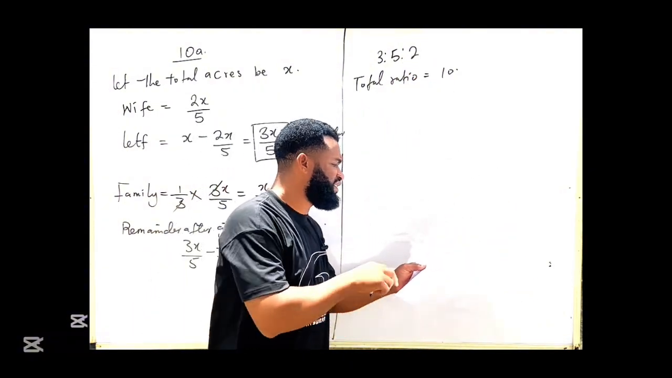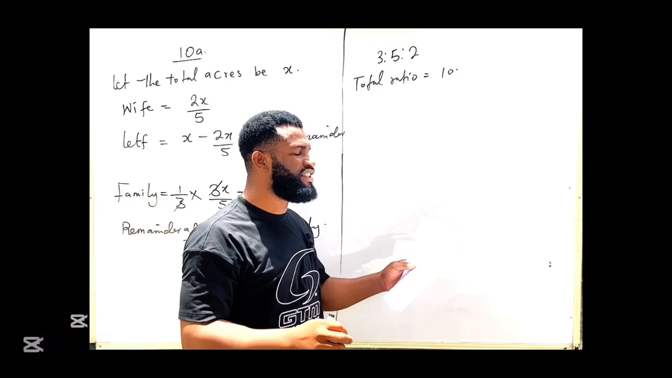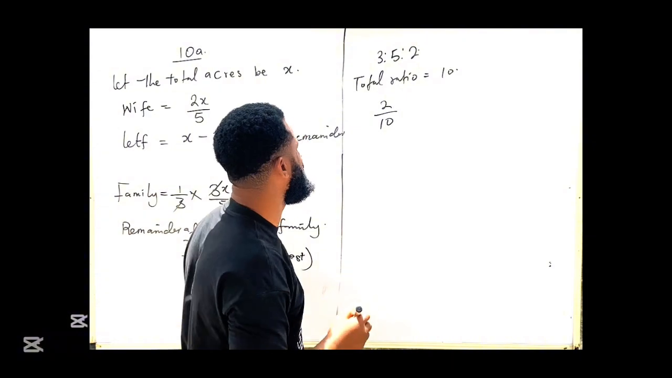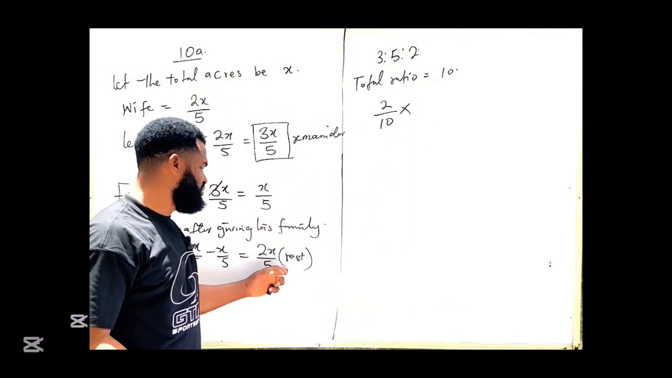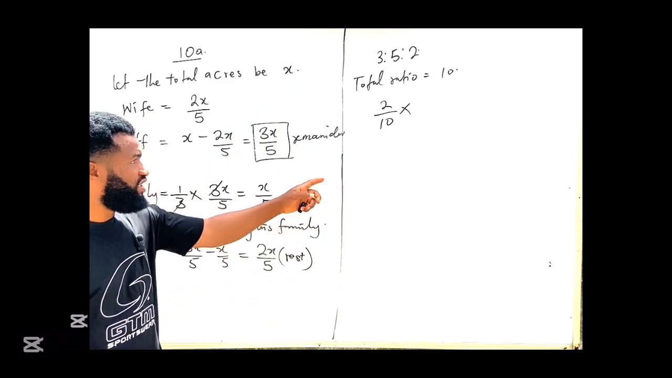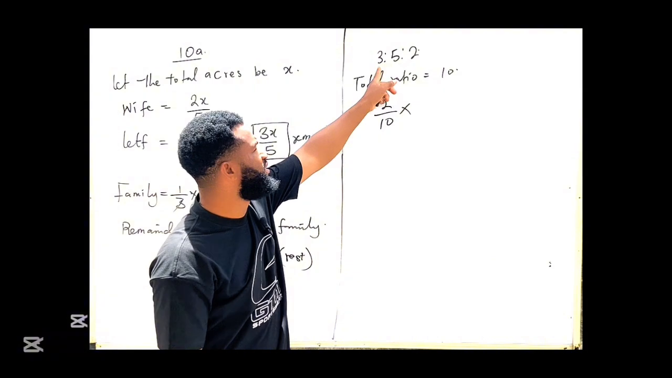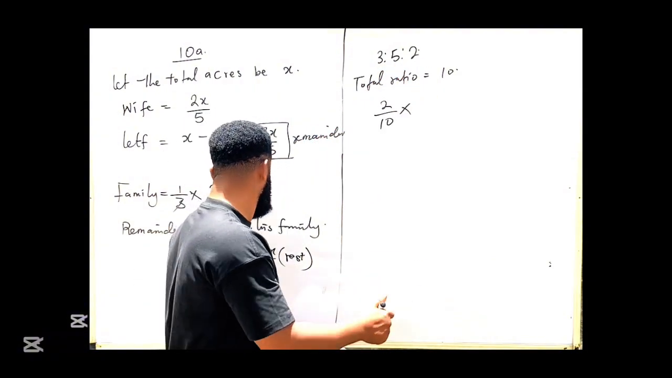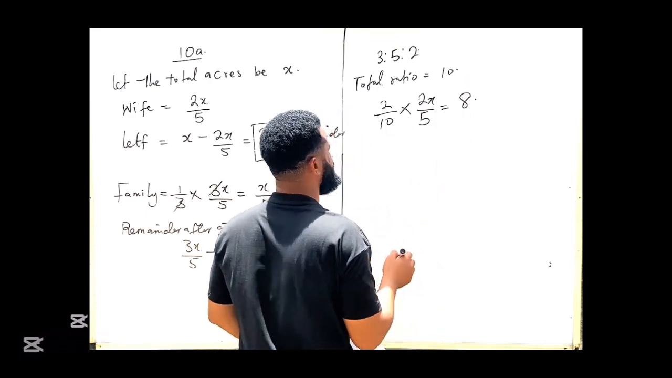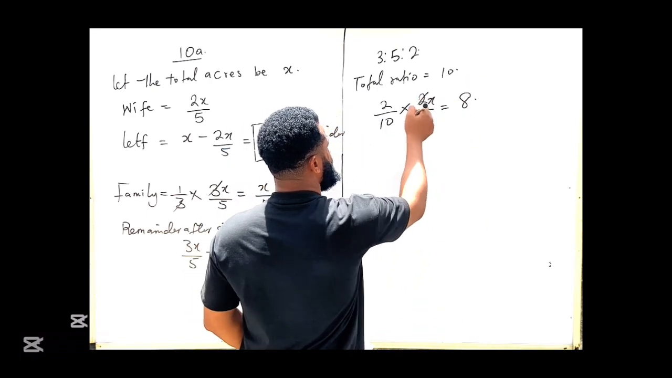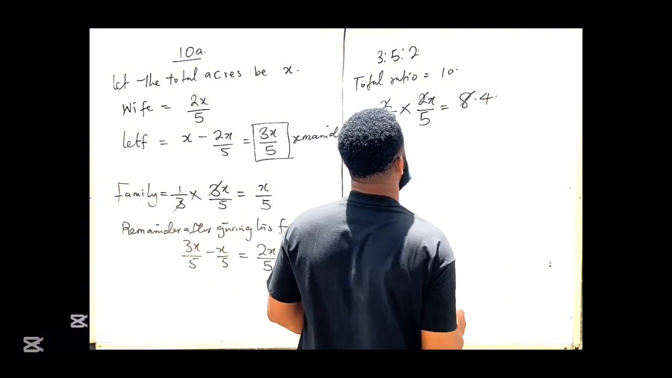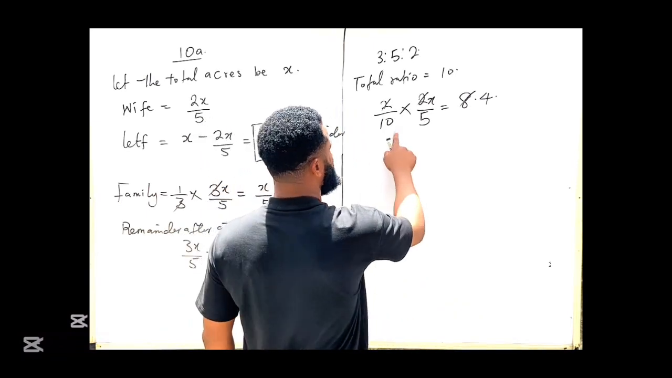Now, look at what they say. The child who had the least share received 8 acres. The least share is 2/10, so it's going to be 2/10 multiplied by what is left, because this is what they use to share amongst the 3 children. So the least child has 2/10, because this is the highest and this is the least. So I'm going to have 2x/5 and this is equal to 8. All right, so in that case, 2 and 2 is 4. 4 divided into 8 is going to be 4.